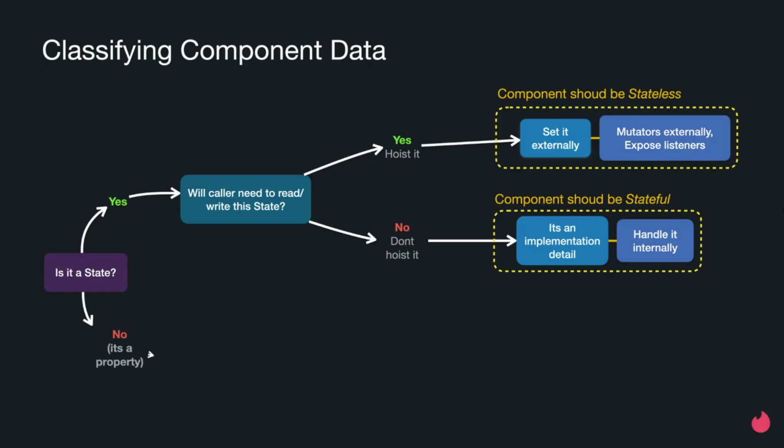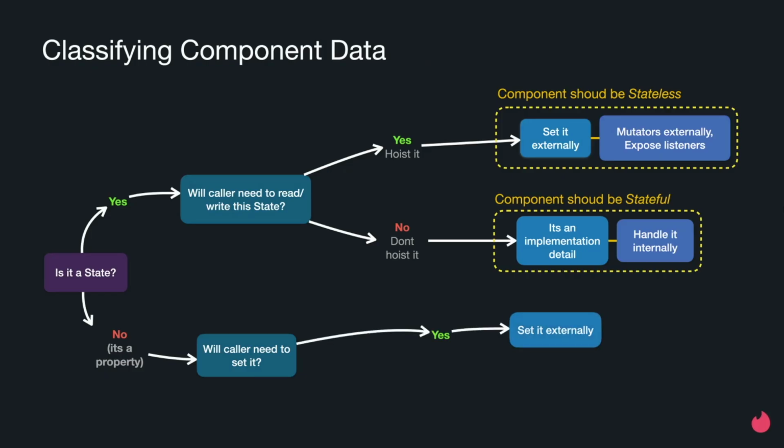Going back now, if we actually figured out that our piece of data wasn't a state and did not change over time, we're probably dealing with a property. And in this case, we can decide if the caller needs to set it externally or if the component needs to compute it internally by whatever means.